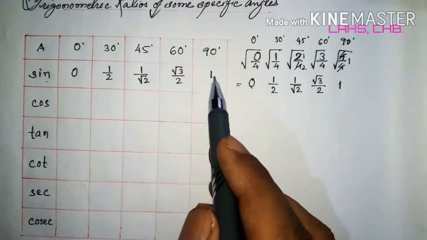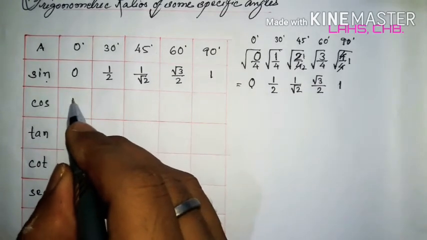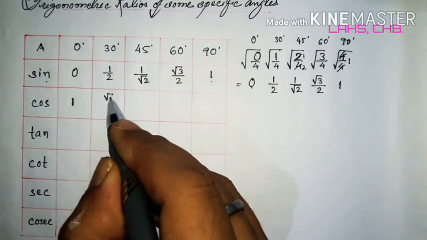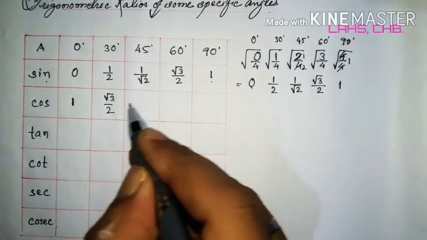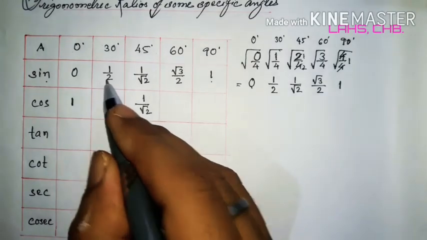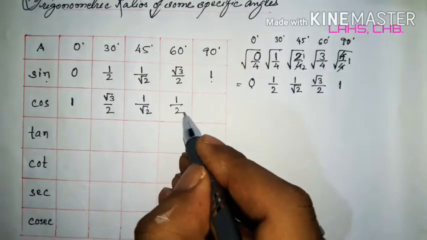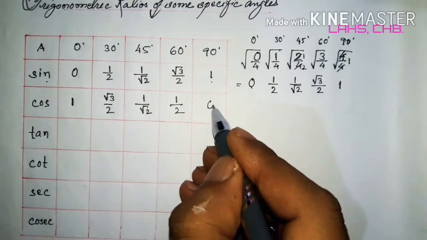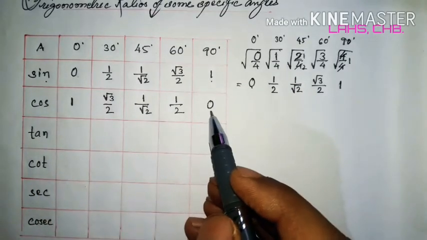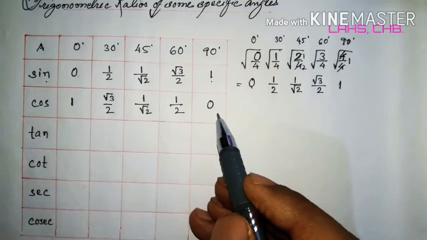Sine 90 is 1, so we will write here 1. Then write root 3 by 2, then 1 by root 2, then 1 by 2, then 0. Now the sine row we already filled, and the different values of cos we have written.